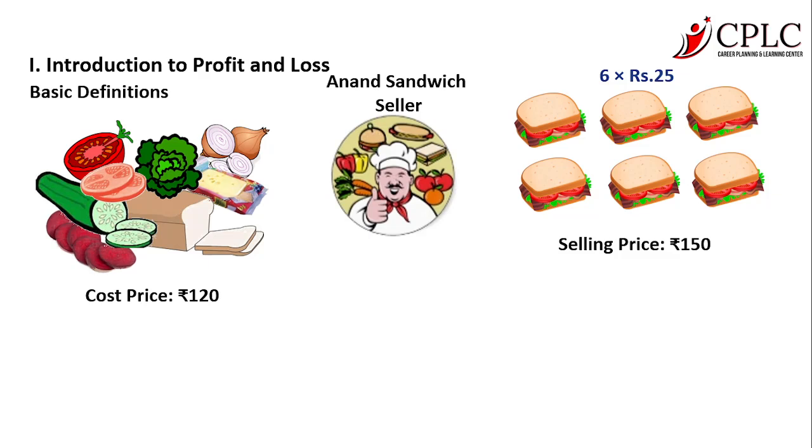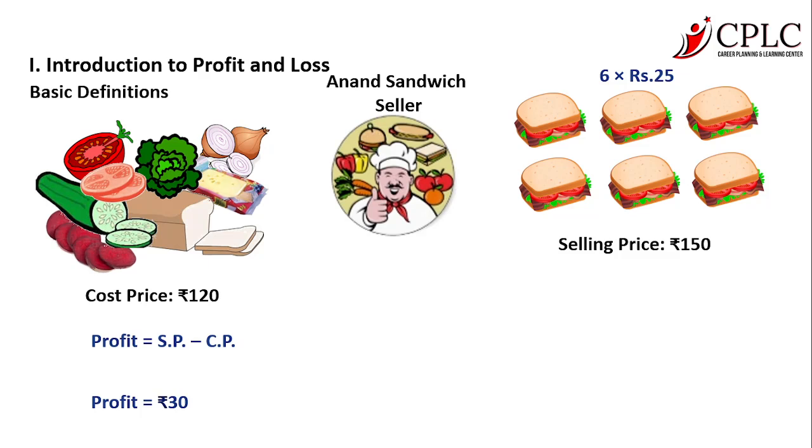So obviously in this case his profit would have been 30 rupees. And that 30 rupees, how did you arrive at that number? So obviously you would have done selling price minus cost price. So that's the formula for profit. It is selling price minus cost price. In this particular example, it is 30 rupees.